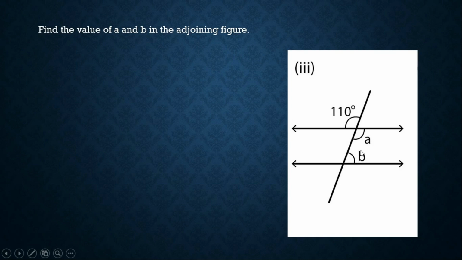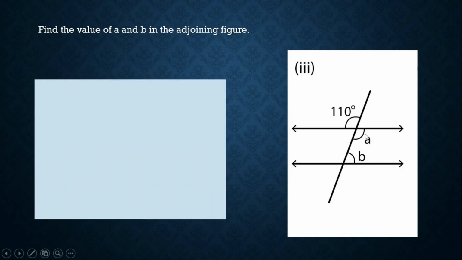Now how will you find the value of angle B? Yes, this angle A and angle B are forming supplementary angles here, right? Yes, this is one of the properties of parallel lines when a transversal line cuts them. So angle A plus angle B is equal to 180 degrees. What is the value of angle A? 110 degrees because they are vertically opposite angles. Now let us see the solution.